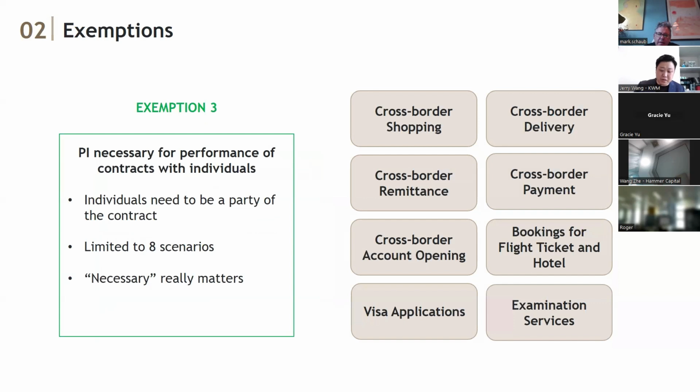So moving to the next page is about exemption number three. This is about if the transfer of personal information is carried out for the performance of a contract with individuals, then the government procedures in China will not be necessary, according to the new rules. Please note that this exemption only applies to a situation where the individual is a contractual party of the contract.